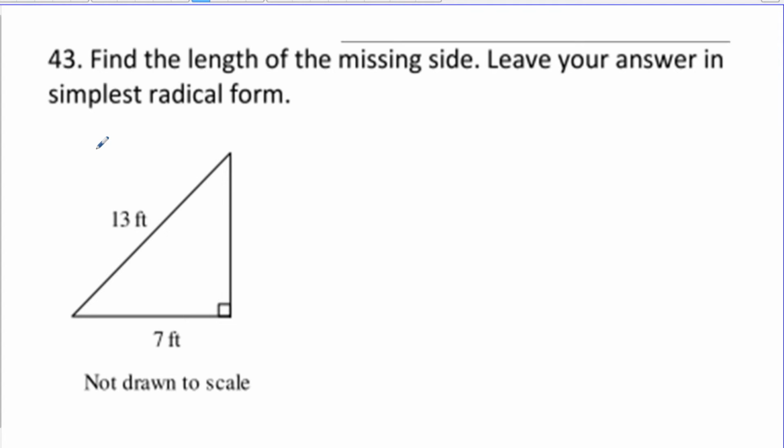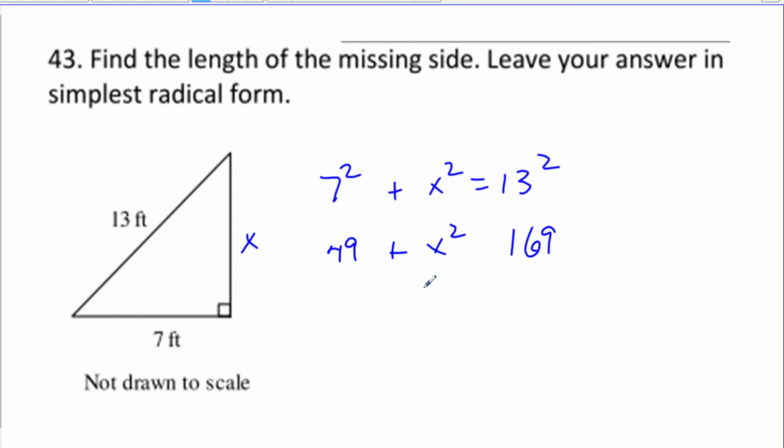Problem number 43. It says find the length of the missing side. This is, conveniently enough, also the Pythagorean theorem. So 7 squared plus, I'll just call this one x, so we have something to plug in, x squared equals 13 squared. And so this is 169, and this one's 49. If I subtract the 49, I find out that x squared is equal to 120.